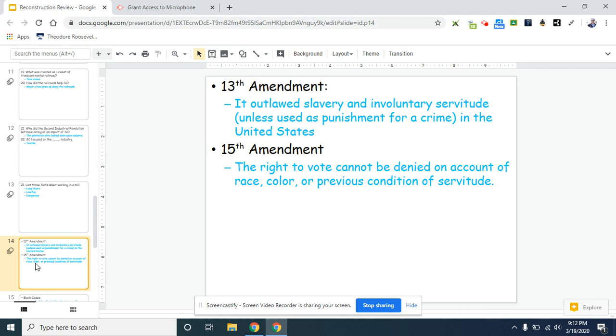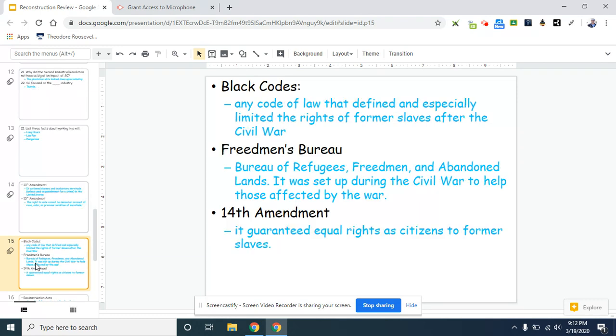Okay? There you go. Black codes. Black code, pretty obvious. Any code of law that defined and especially limited the rights of a former slave after the Civil War. That one ain't rocket science, kids. Freedmen's Bureau of Refugees. This one's for Sydney again. Freedmen and abandoned lands. It was set up during the Civil War to help those affected by the war. So it's a bureaucratic task force, essentially a government agency that helped former slaves.